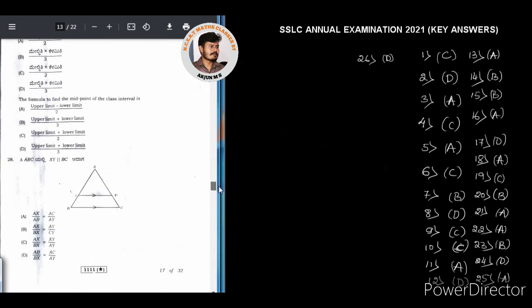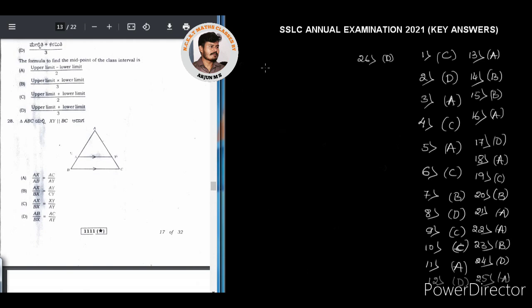So let's move to the next question, that is 27th question. That question is, the formula to find the midpoint of the class interval is, that is also a very important question. Upper limit plus lower limit divided by 2 or lower limit plus upper limit divided by 2, both are correct. So here option C is correct for 27th question. Option C is the right answer, upper limit plus lower limit divided by 2.